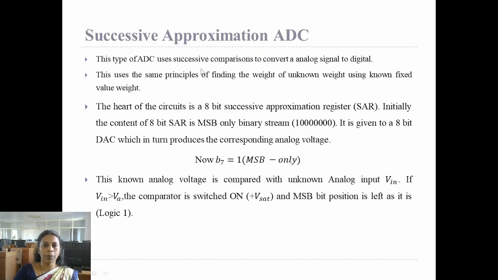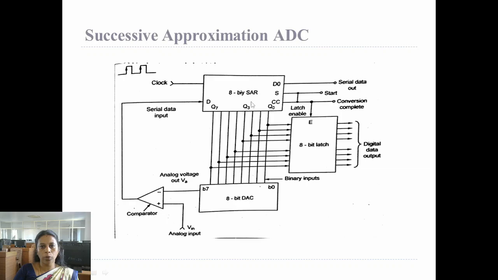In this type of conversion, it has an 8-bit successive approximation register. Here this is a successive approximation register which has 8 output bits, that is Q7 to Q0. Initially it is set as 10000000, that is given to a digital to analog converter, which is considered as a known value. And next, the unknown analog input is given to the non-inverting terminal of the comparator. These two values are compared and the output is given to the successive approximation register.